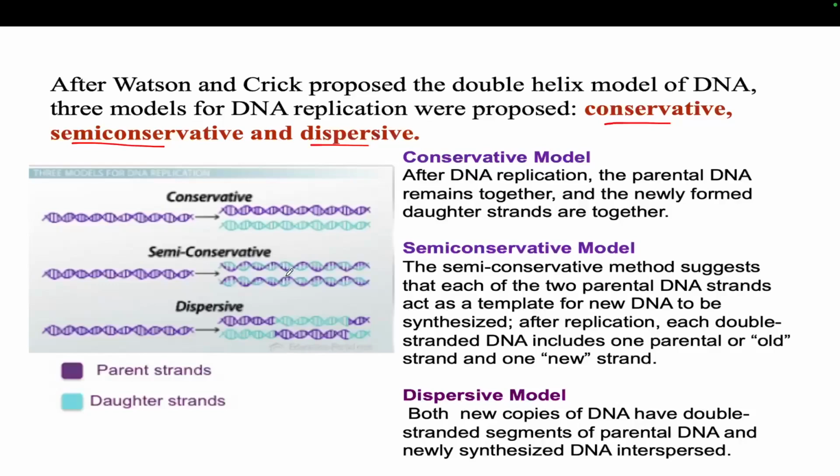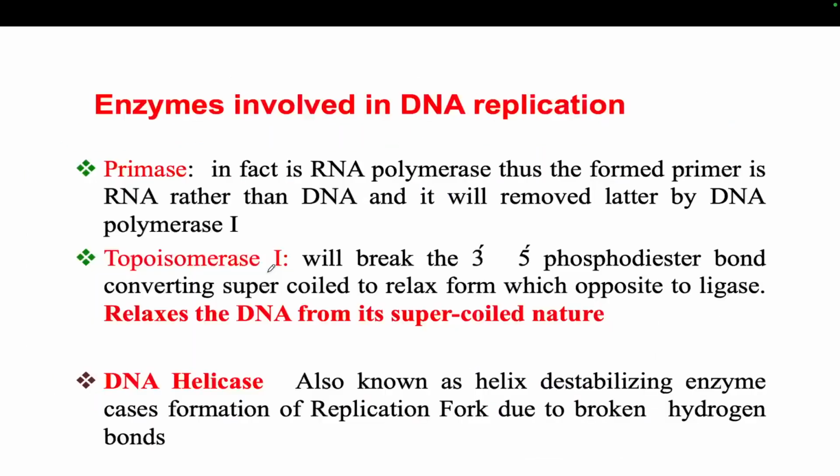But further, Meselson and Stahl, through their experiment, found that DNA replication proceeds by the semi-conservative method. In their experiment, they found that replication happens in the semi-conservative mode, where each strand of the parental DNA works as a template for the newly synthesized DNA. So this is the three types of replication.